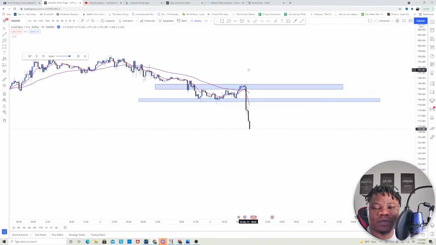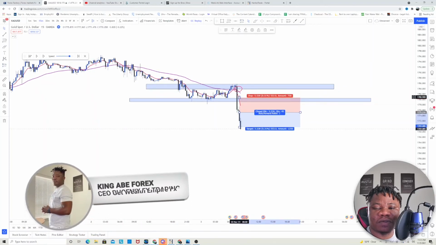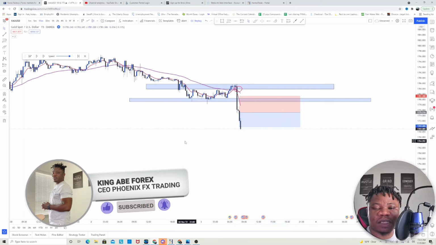So now we have the 10 crossing the 55 EMA here, and also we would have had our entry right here at this bearish candle. This would have been our entry, and we could have had our stop loss right above the 10 EMA. We're looking at 60 pips right there.